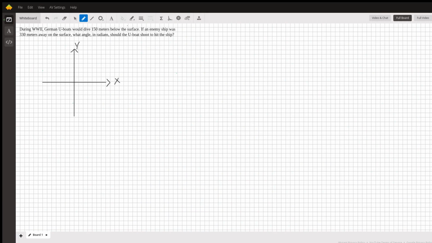And I'm super excited to show you how to solve this problem dealing with radians. So first, let's understand what exactly this question is asking us.